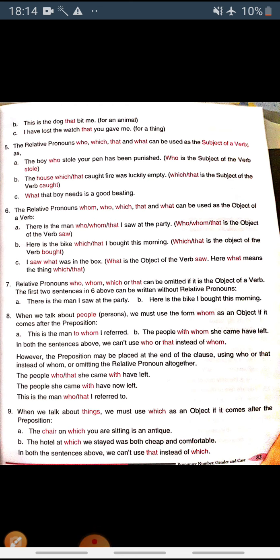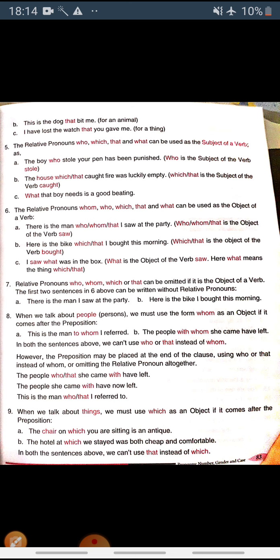So, when we talk about people, we use the relative pronoun whom, which is used for pointing out the person. This is the man to whom I referred, right? It usually comes after the preposition, like this is the man to whom I referred, the people with whom she came have left. So to and with are the prepositional words here.